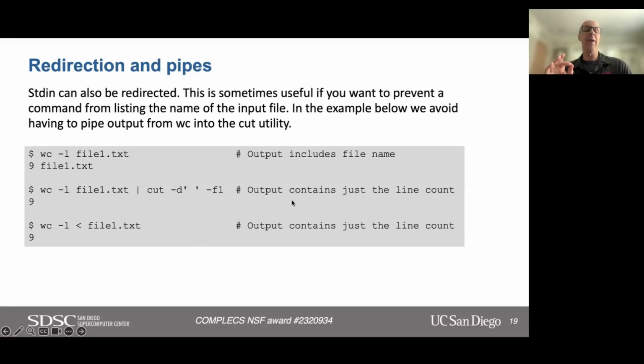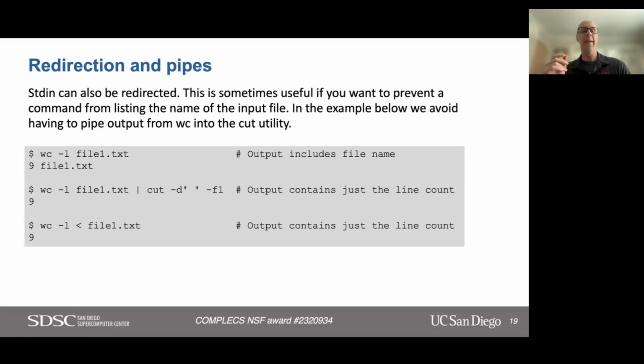Now, standard input can also be redirected. I find this is really handy if you want to prevent a command from listing the name of the input file. So in the example below, we avoid having to pipe output from wc into the cut utility. Let's say we just wanted to know the number of lines in a file. We can do wc -l file1.txt, and here we'll see 9 followed by the file name.